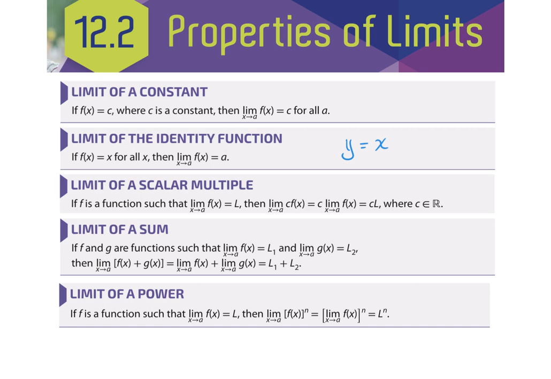Sum. If I have a polynomial type function, or I'm adding two functions. If you add two functions and they both have definable limits, you can just add their limits. That's all these are saying. The limit of a power. If you take a function to a power and you have an actual limit for that function, you can also take the limit to the power as well. All right? So let's look at finding limits using your properties.